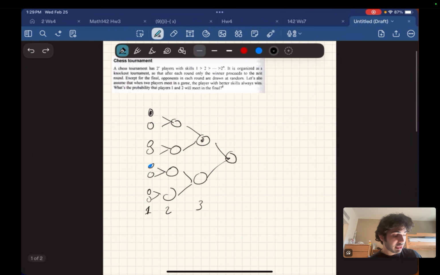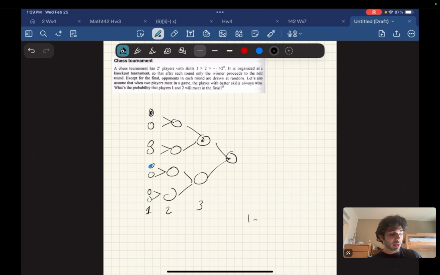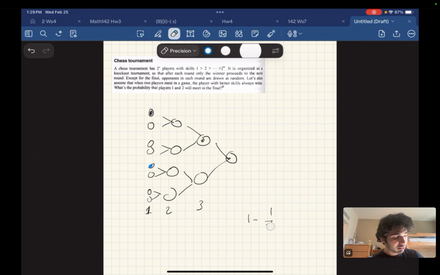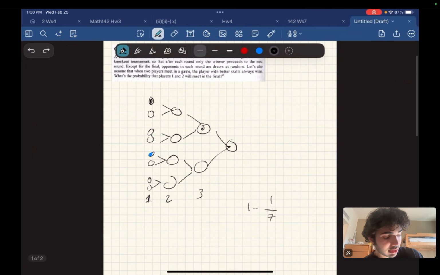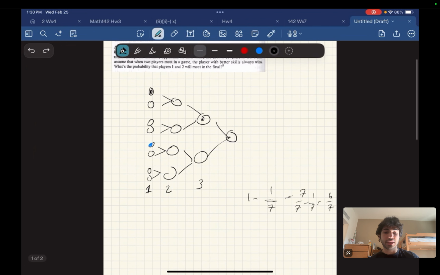So what's the chance that I don't meet him? It's 1 minus the chance I meet him, which is 1 out of 7, because there's 7 options left. 1 minus 1 over 7 is 7 over 7 minus 1 over 7, which equals 6 over 7. So the chance that I meet any one of the others, there are 6 options out of 7.